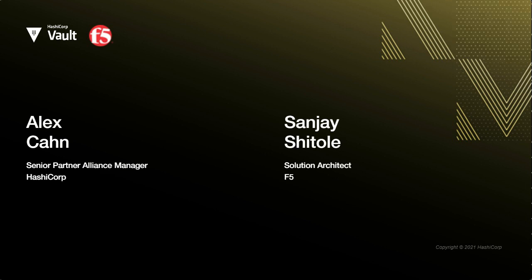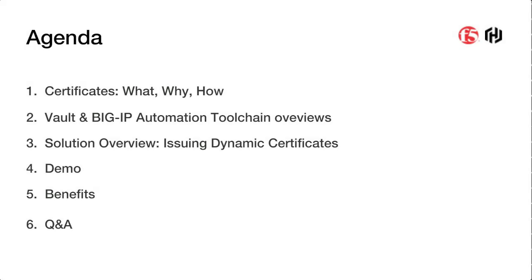So let's get into the agenda. Today, what we're going to talk about are certificates, and we'll give you an overview of the what, why, and how. Then we'll dive into both Vault and Big IP automation toolchains as a solution, and how we use these together to issue dynamic certificates. We will then go into a demo where Sanjay will do a deep dive into seeing this live, as well as talk around the benefits. And then we'll have time at the end for a question and answer session.